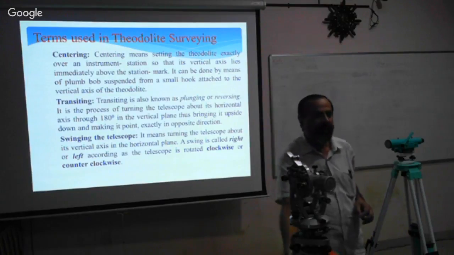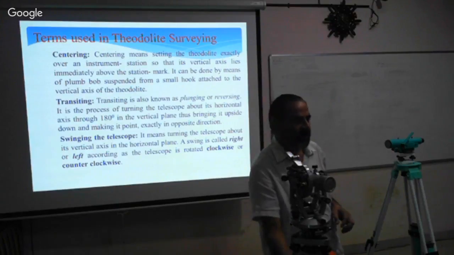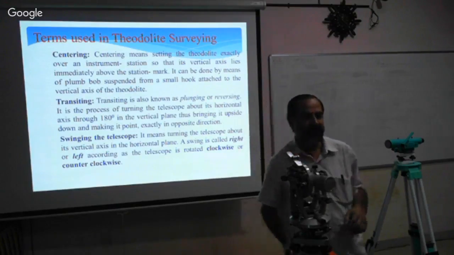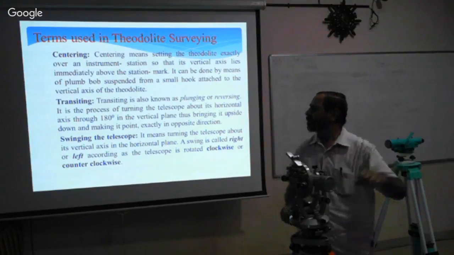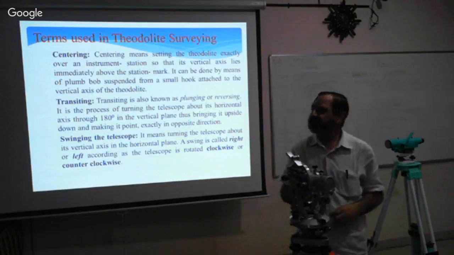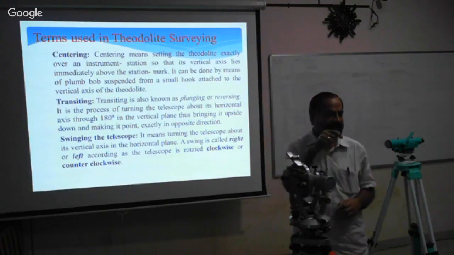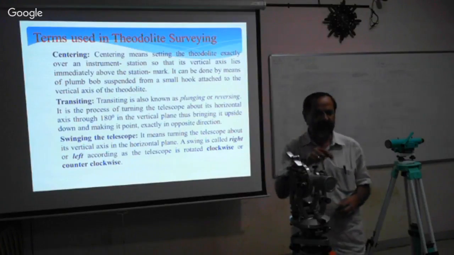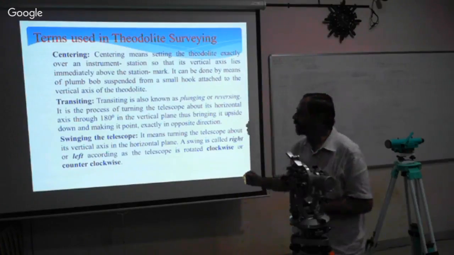There is a hook here, and in that hook the plumb bob will be fixed. That keeps the instrument in position. Now that is called centering: centering the instrument exactly over the station. It is the process of keeping the instrument exactly over the station.